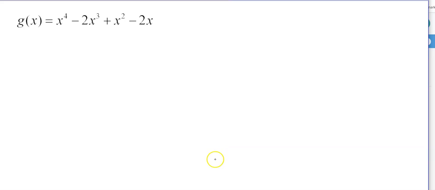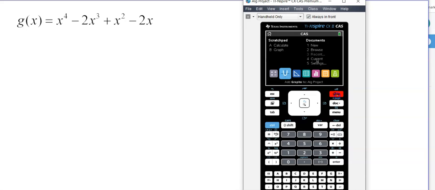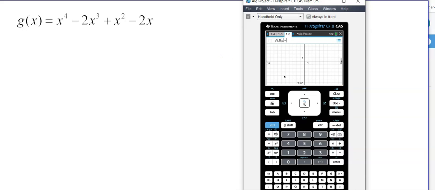This one's a little tougher just because it doesn't have a constant, which could throw some students off when they do synthetic division. So let's do x to the power of 4 minus 2x to the power of 3 plus x squared minus 2x. Nice and weird. Menu 5, 1, solution at 0 and 2. So I have solutions at x equals 0 and x equals 2.